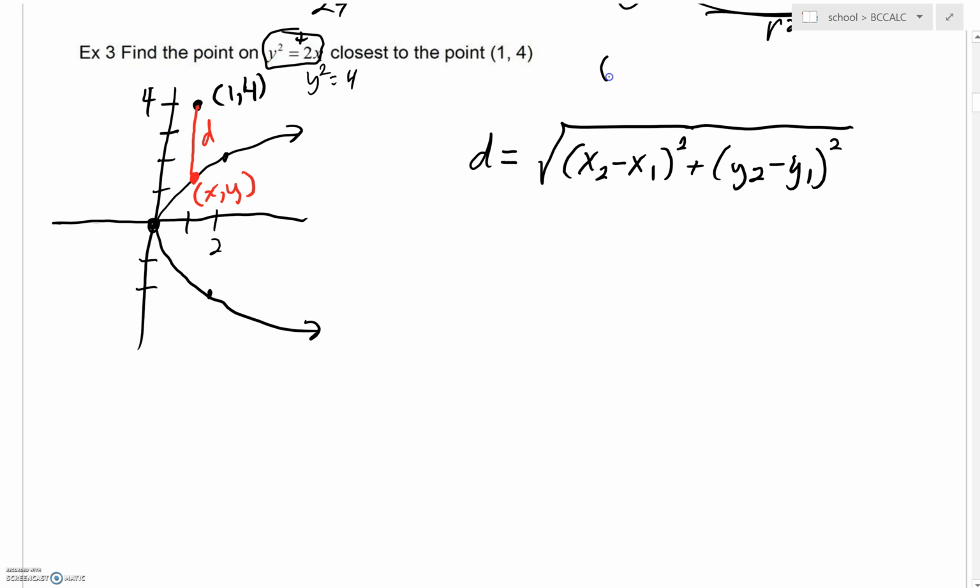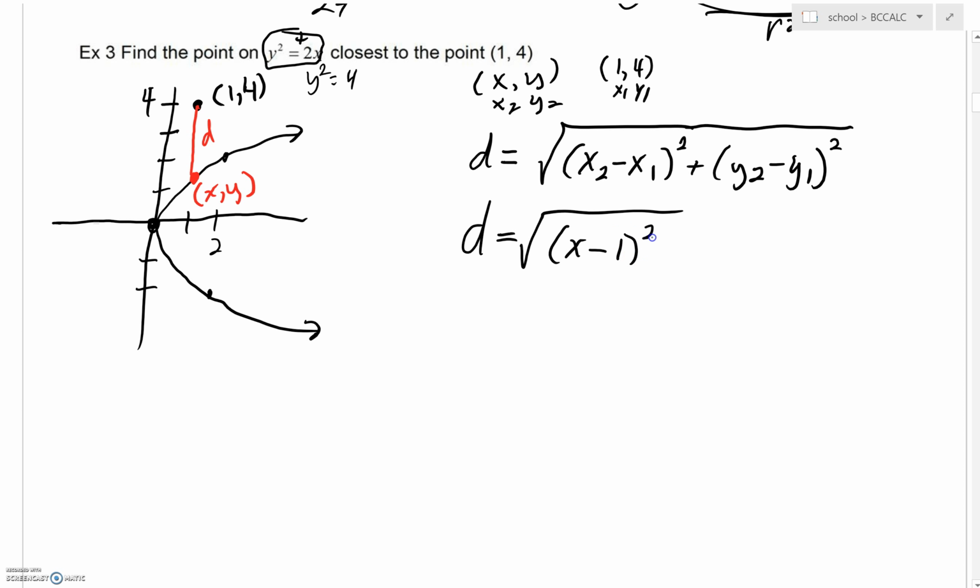And of course we have some points. The first point maybe we were thinking about was (1, 4). But here's this arbitrary point that I've written in red. It's the point that's truly on the parabola. We could call that (x2, y2). So, as we try to put this together, x2 I'll just call x. Here's (x minus 1) quantity squared. Plus over here our y2 is just y minus our y1, which happens to equal 4.